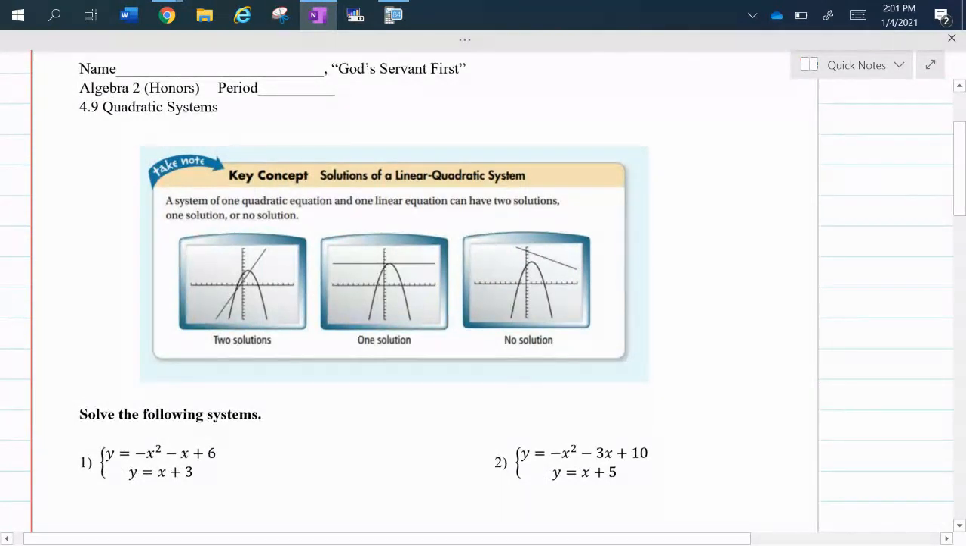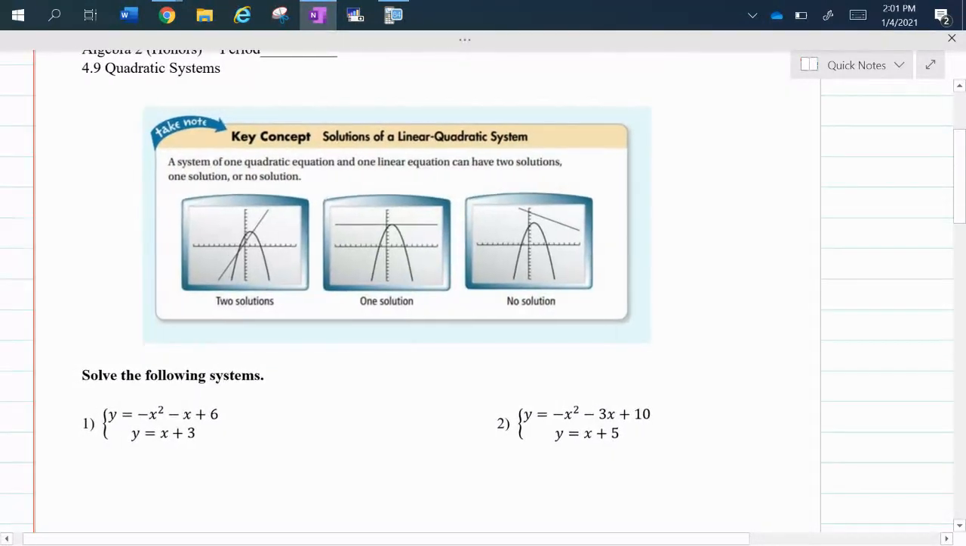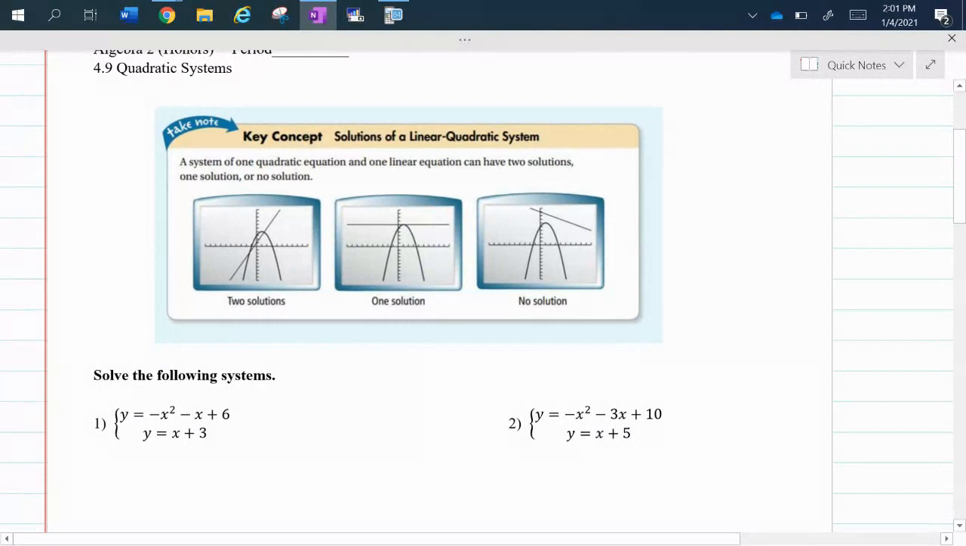If we have a system of one quadratic equation and one linear equation, you can possibly have one solution. Look in the middle. If the line intersects the parabola at one point, there will be one solution. Or look at the left, there could be two solutions. If the line intersects the parabola at two different points, there will be two solutions. Or lastly, if the line does not intersect the parabola at all, then there will be no solution to the system. Remember that the solution to a system is the point where the two graphs intersect. That's what we're looking for.